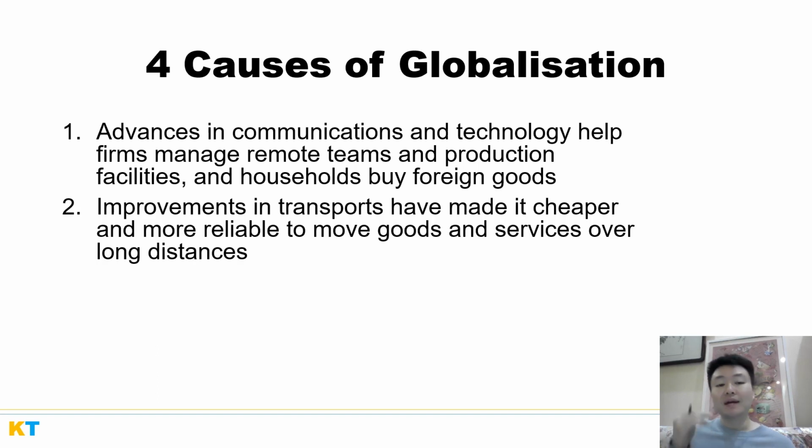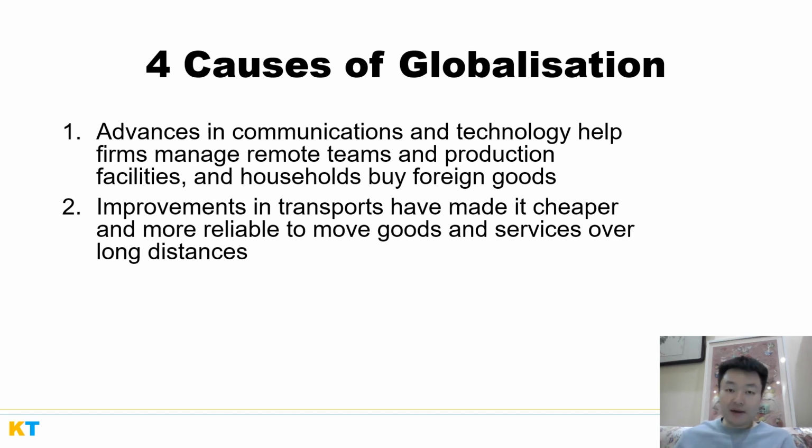Number two, improvements in transportation. And that's made it cheaper and more reliable to move goods and services over long distances. People as well can now travel long distances because of improving train networks, aeroplanes, and we don't really travel by boat anymore, so it's mainly those two. Now, because logistics has been easier than ever.